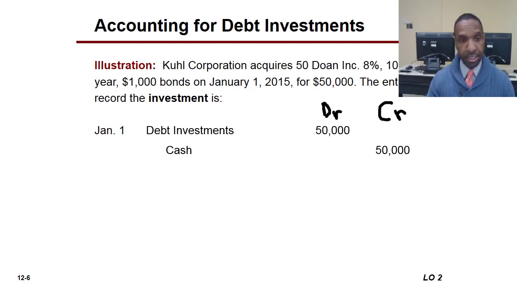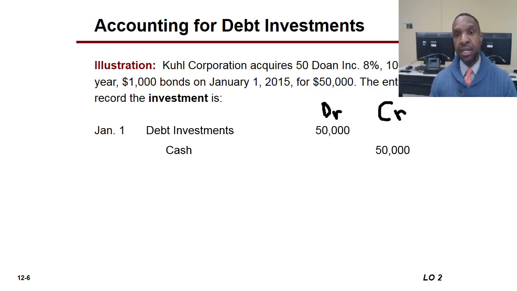So let's take a look at this. We've got the Cool Corporation. They're acquiring 50 Doan Inc. 8% 10-year $1,000 bonds on January 1st, 2015 for $50,000. Now, this is the entry to record that investment. So let's dig deep into this.